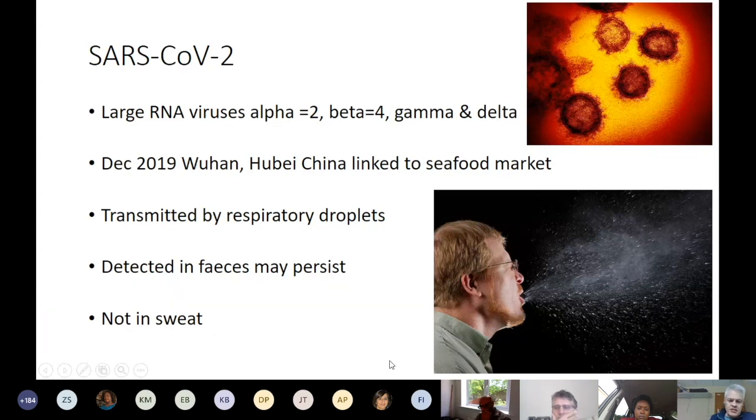The virus is transmitted by respiratory droplets, and you can see my horrible picture of somebody sneezing here. I'll come on to what a droplet is in a second. It has been detected in faeces, and it seems to persist in faeces, which has had an effect on why we're not doing colonoscopies and so forth at the moment, and not doing laparoscopic surgery on the abdomen. Interestingly, it's not been found in sweat.